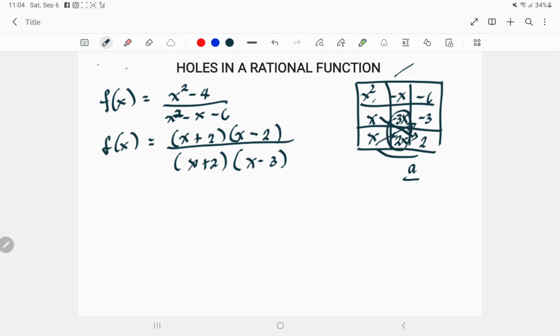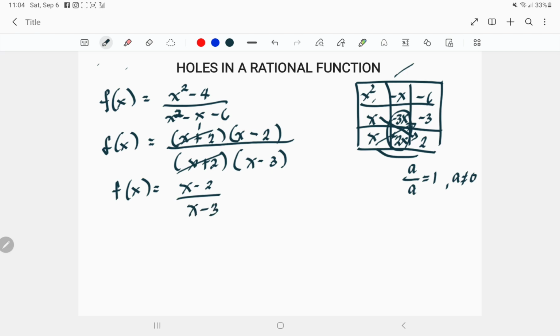We take note that a divided by a is equivalent to 1, provided that a is not equal to 0. That is one thing that we should always remember. The denominator is never 0 because 1 divided by 0 is undefined. Now, x plus 2 divided by x plus 2 is actually 1. So the simplified form of the rational function would now be x minus 2 divided by x minus 3.